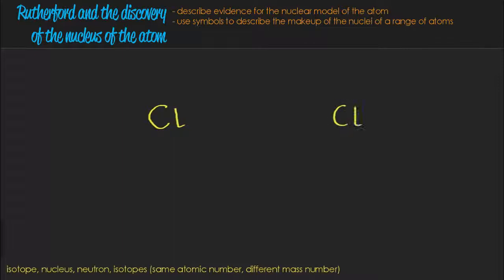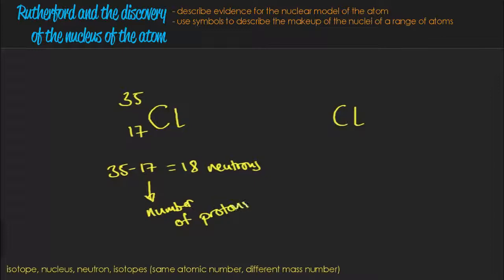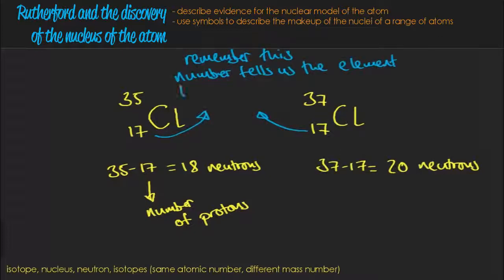Let's look at one more example, which is chlorine. Chlorine comes in 2 flavors, known as isotopes, which have the same atomic number but a different mass number. In other words, they have the same number of protons but a different number of neutrons. Chlorine 35, written 35/17 Cl, has 17 protons, and 35 take away 17 leaves us with 18 neutrons. Chlorine 37 has 37 minus 17, leaving us with 20 neutrons.